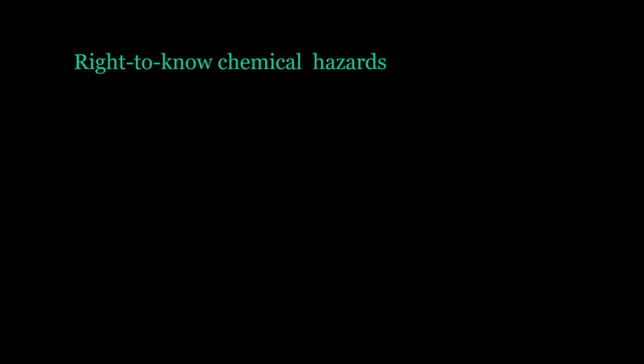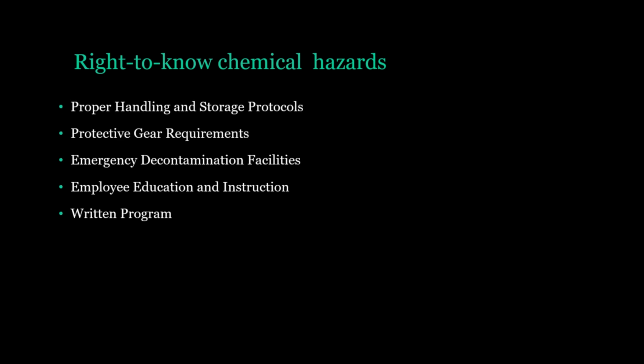One of the most important parts of hazard communication is your right to know. You have a right to know exactly which chemicals you're working with and what their risks are. That goes from handling and storage protocols, what gear you need to wear, and what the emergency steps are if something should spill or get on you. You need to be educated on how to properly use those, and there should be a written program. Safety data sheets are where we get that information from.